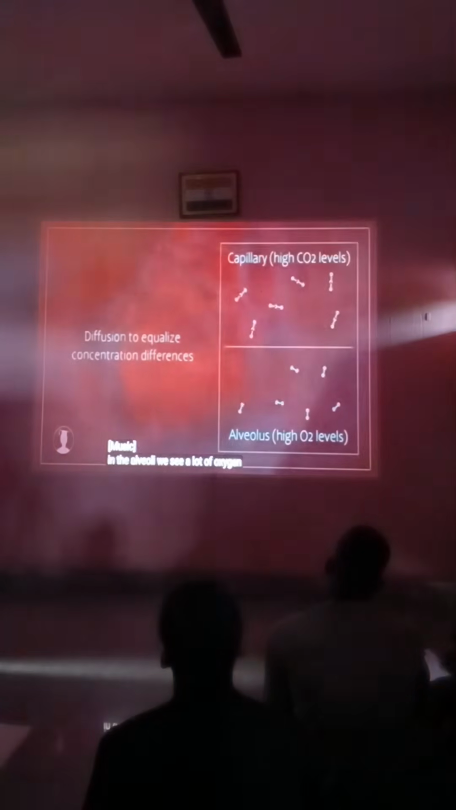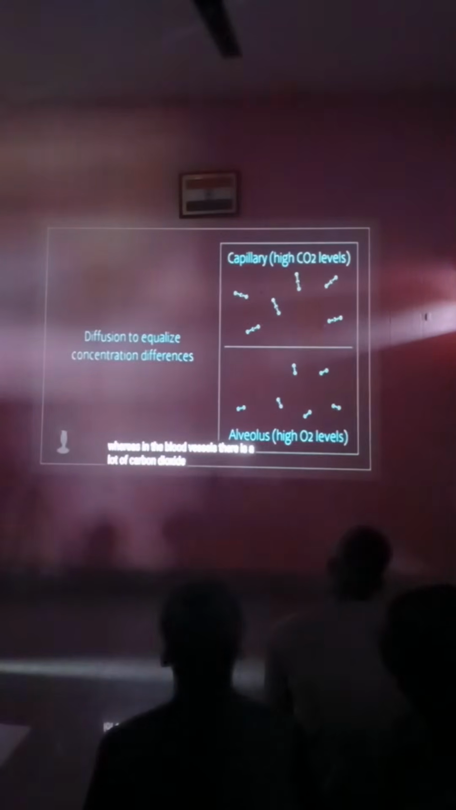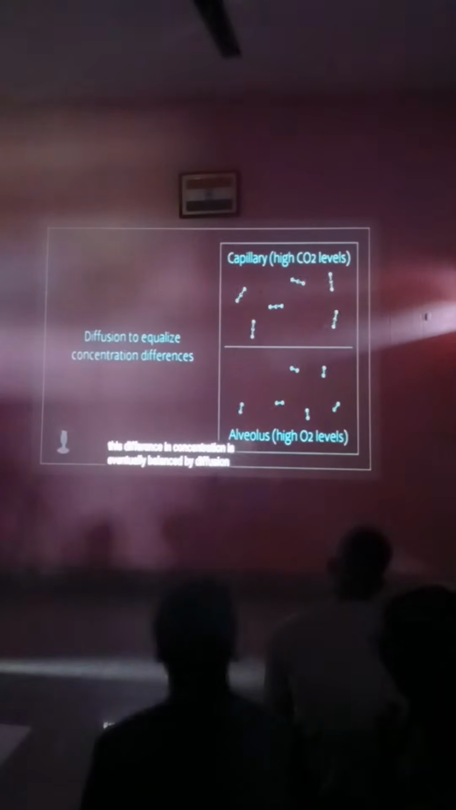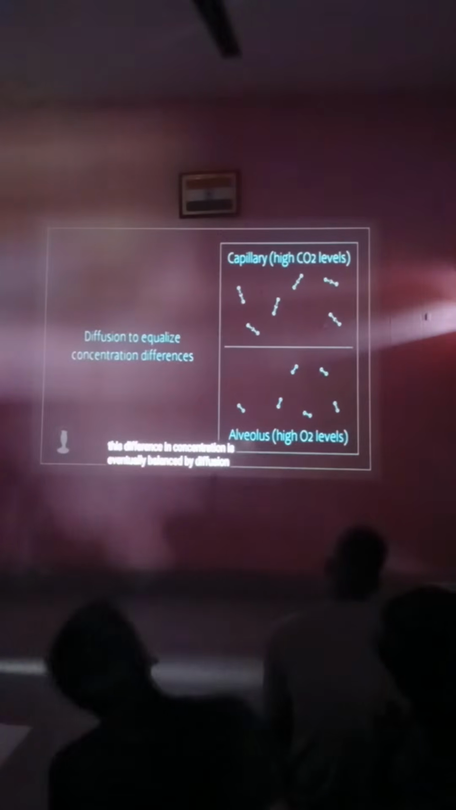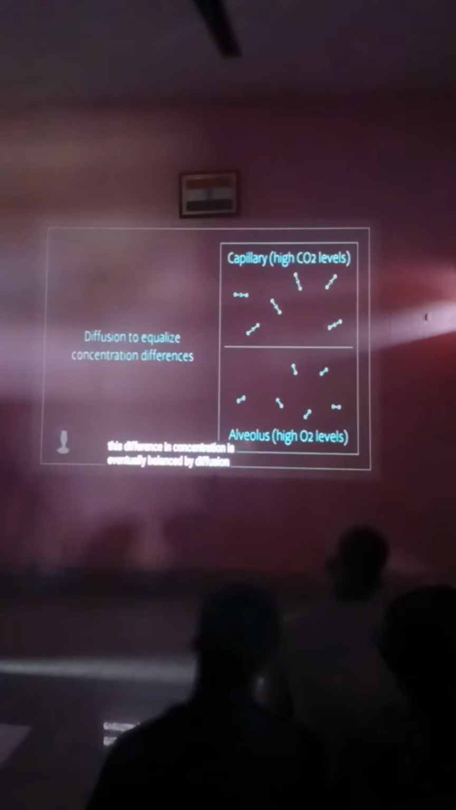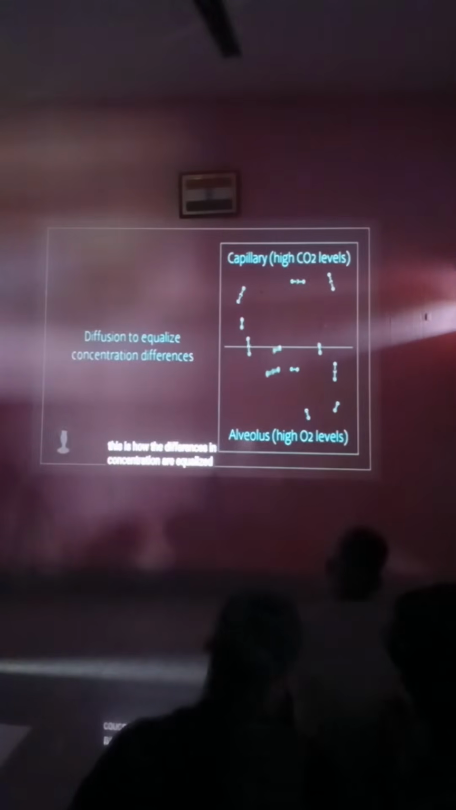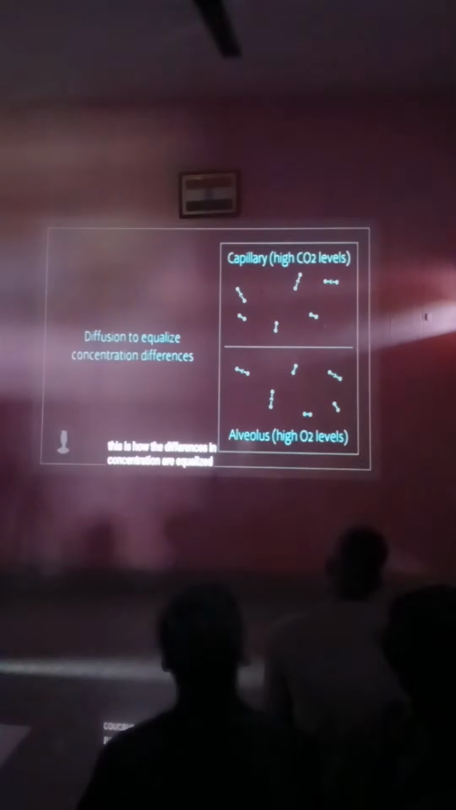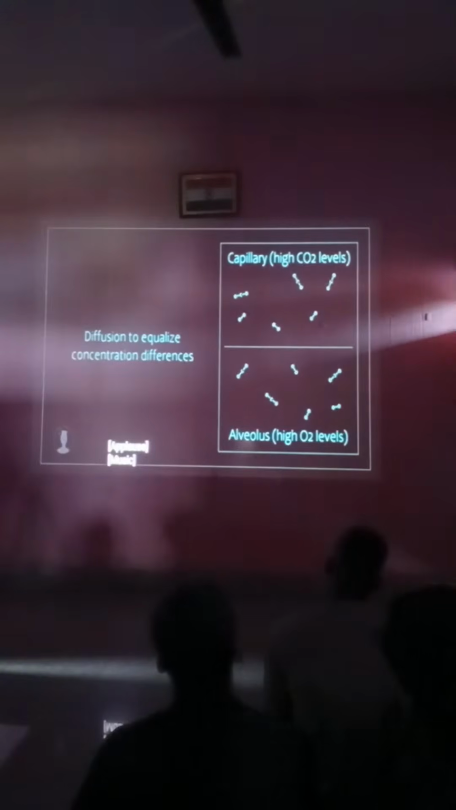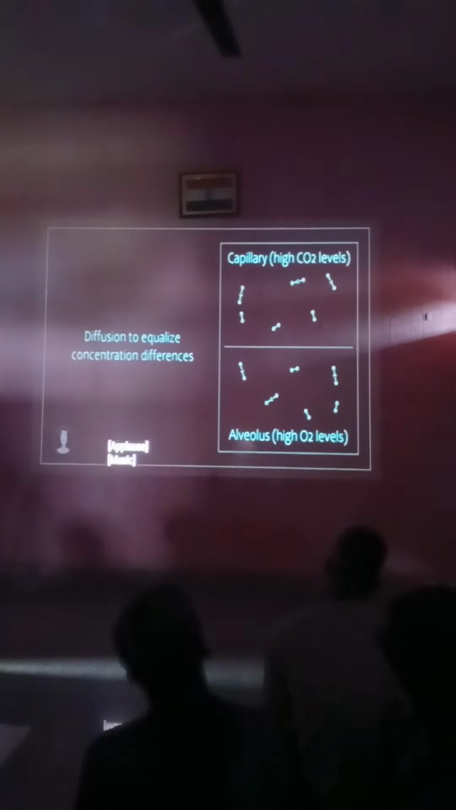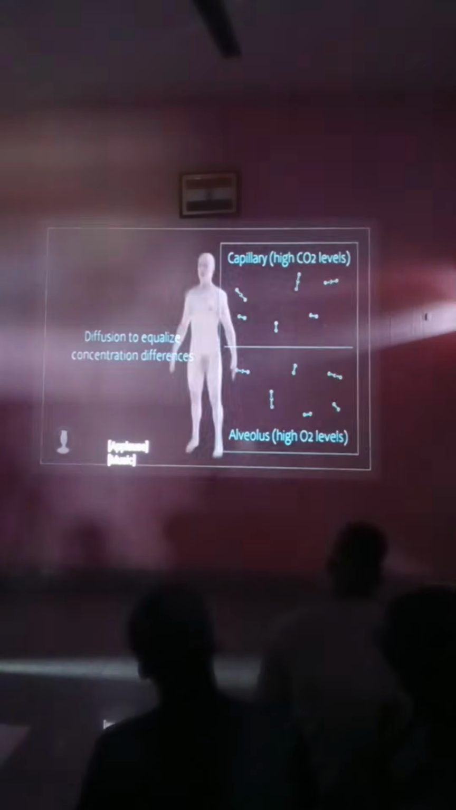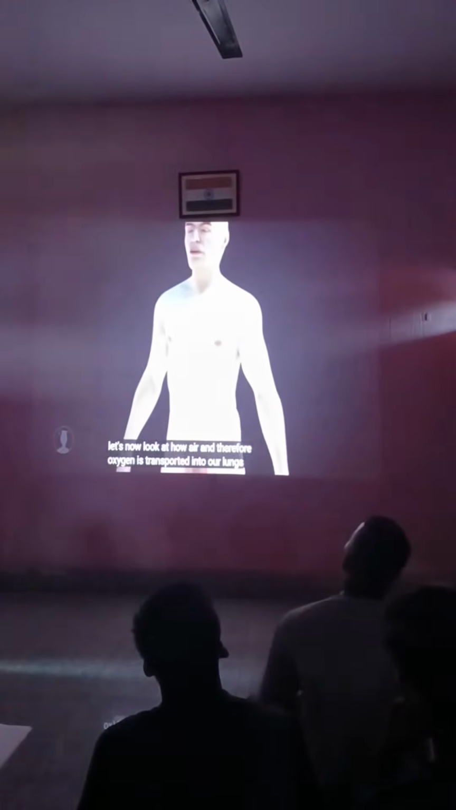In the alveoli, we see a lot of oxygen, whereas in the blood vessels, there is a lot of carbon dioxide. This difference in concentration is eventually balanced by diffusion. This is how the differences in concentration are equalized. Let's now look at how air, and therefore oxygen, is transported into our lungs.